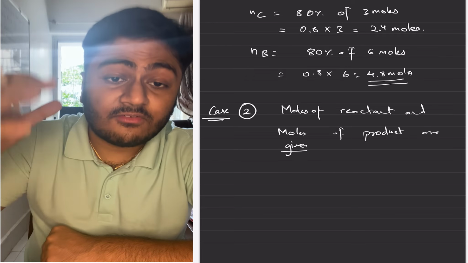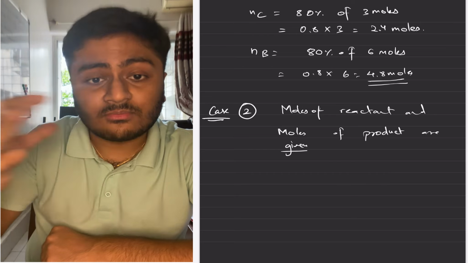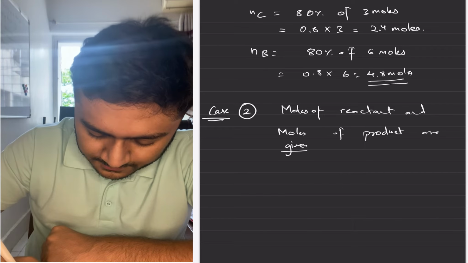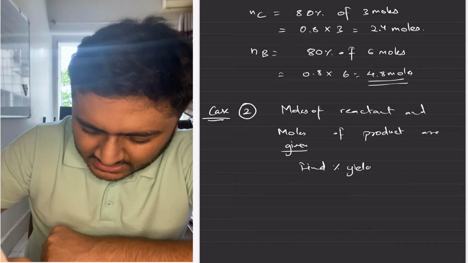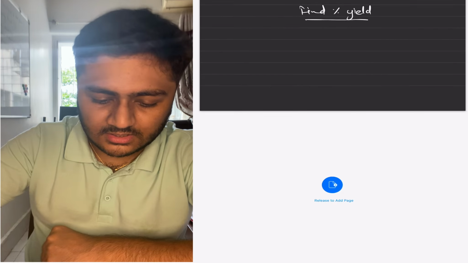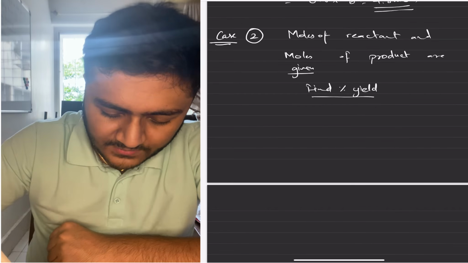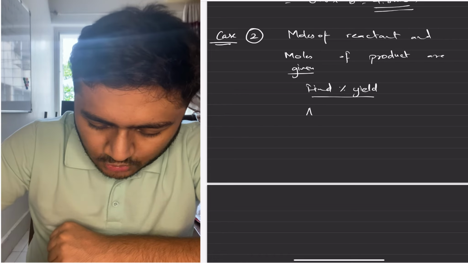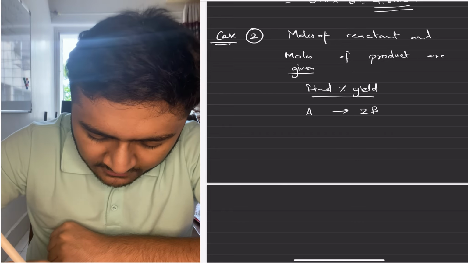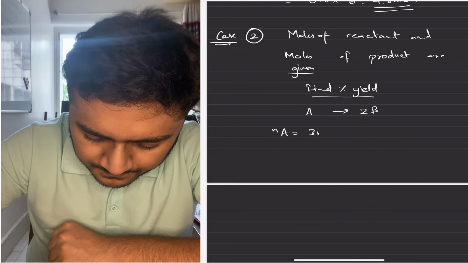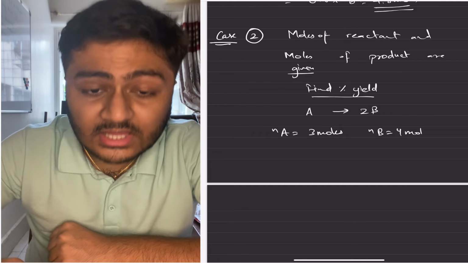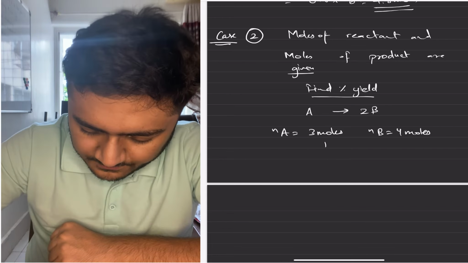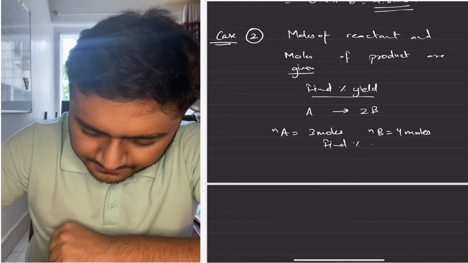Okay, they've given you both the moles of reactant and the moles of product, and they have asked you to find percentage yield. This is another very common way of using percentage yield. A gives 2B. They have given you moles of A as 3 moles and moles of B as 4 moles. This is already given in the question. They have asked you to find percentage yield.